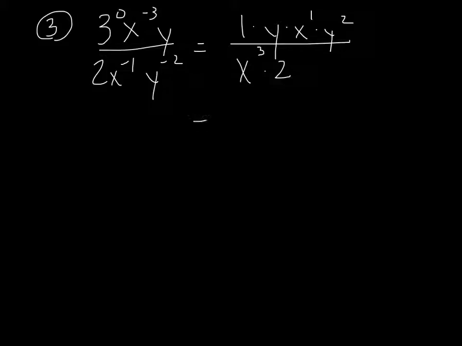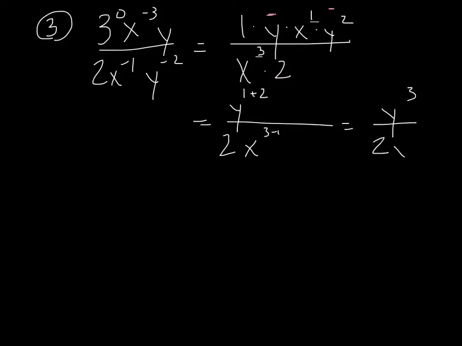Okay, so let's simplify and clean that up a little bit. I've got y to the first times y squared. That's here and here, so I add 1 plus 2. I've got a 2 on bottom, and then I've got an x cubed and x to the first. So I get an x on bottom because the cube is larger than the 1, and a 3 minus 1. So I get y to the third over 2x squared.